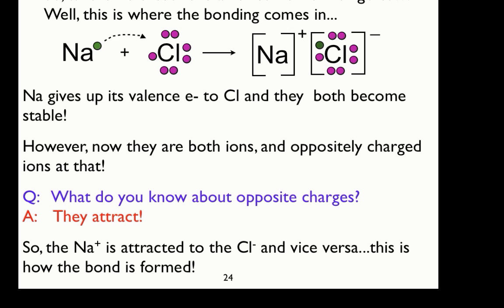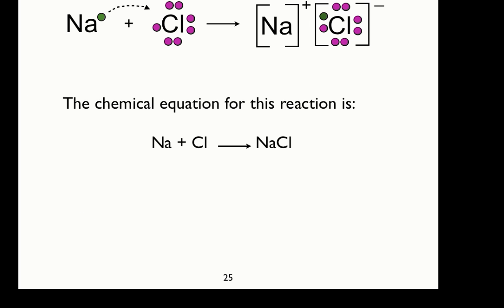Now, it's not as strong a bond as the covalent bond, because, for example, NaCl, do you know what that is? Table salt. Okay. Once it's put in water, they separate. They dissociate. And so anyway, the opposite charges keep them together. And the chemical equation for this is Na plus Cl yields NaCl, which is table salt. All right.